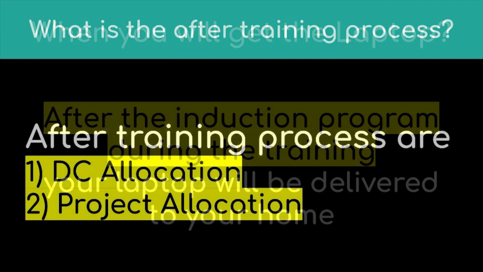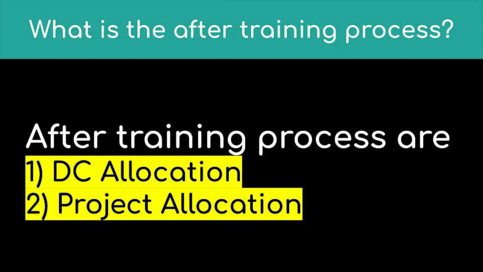And now we will discuss what is the after training process. Once you complete your training successfully, you will get a DC and a project will be assigned to you. You can give 3 choices for DC allocation and there is a 90% chance that you will get the DC of your choice. But in case of project, that totally depends on the company and the business requirement.